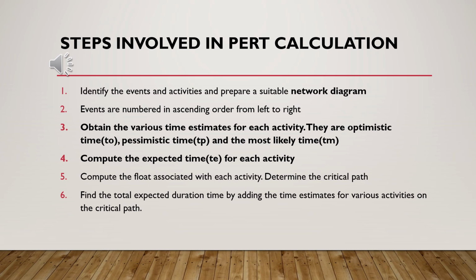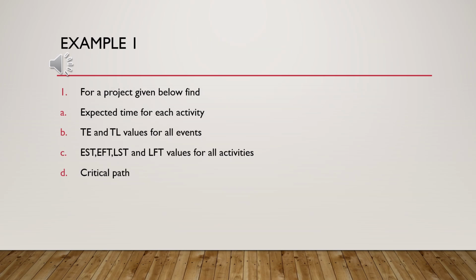Compute the float associated with each activity. Determine the critical path. Find the total expected duration by adding the time estimates for various activities on the critical path. For a project given below, find the expected time for each activity, TE and TL values for all events, EST, LST, EFT, and LFT values for all activities, and the critical path.